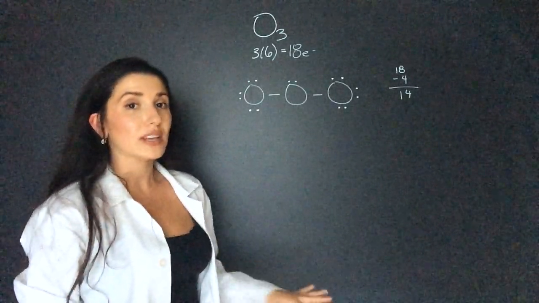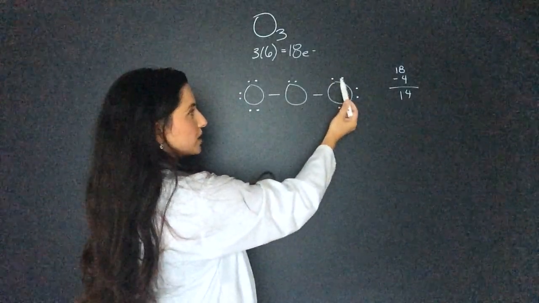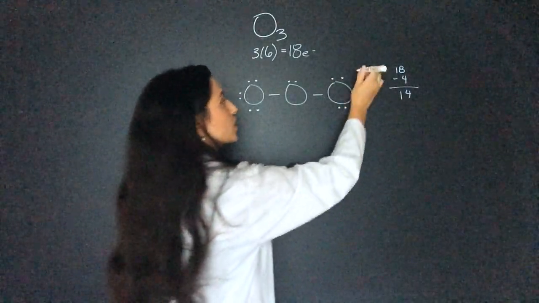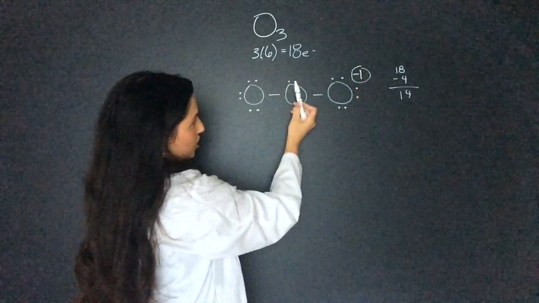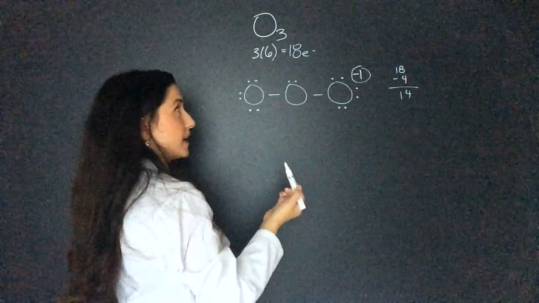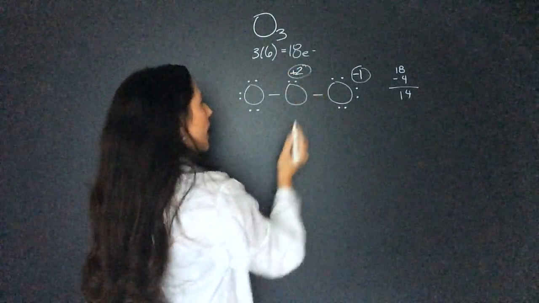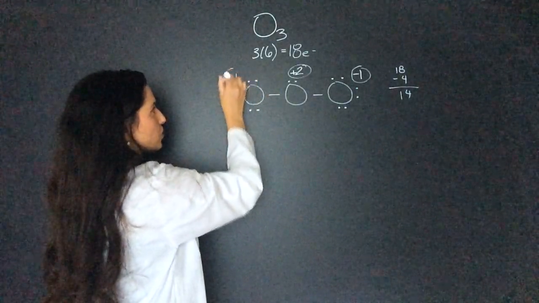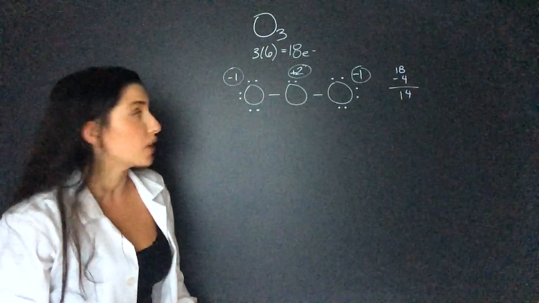Now I look at each atom individually. This oxygen has 1, 2, 3, 4, 5, 6, 7 when it's supposed to have 6, so -1. This oxygen has 1, 2, 3, 4 when it's supposed to have 6, so that's +2. And then we have 1, 2, 3, 4, 5, 6, 7, -1. This is a neutral structure, but let's check our octet rule.